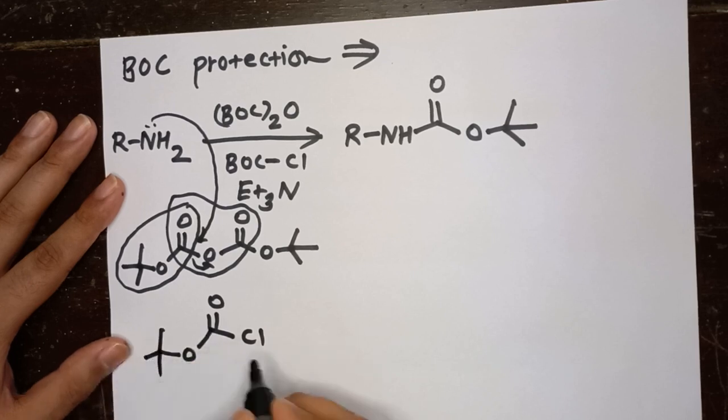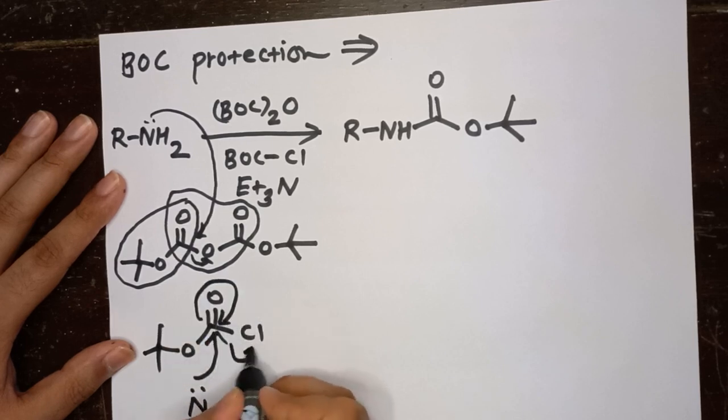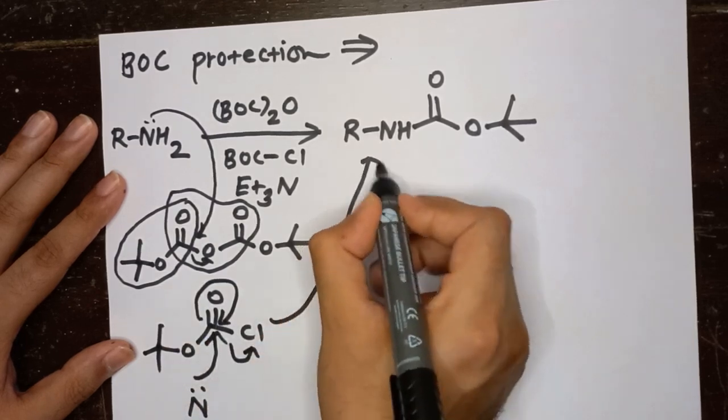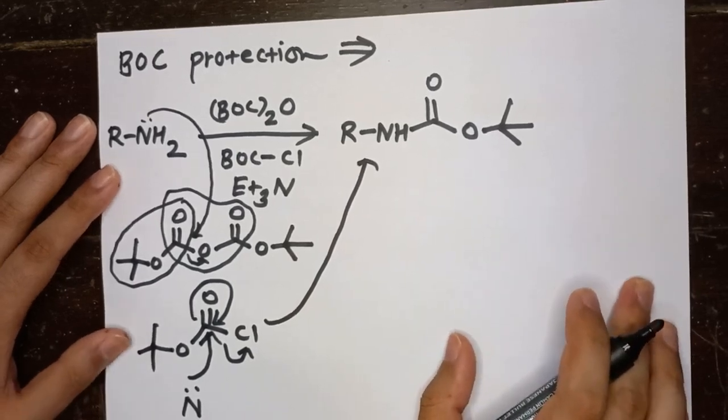What is the structure of Boc chloride? This is the structure of Boc chloride, where the nitrogen lone pair will attack at this carbonyl, and through conjugation Cl is going to leave, and you will eventually be able to form this Boc protected amine group.